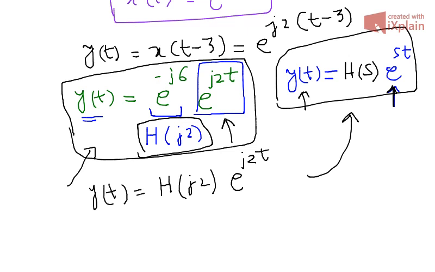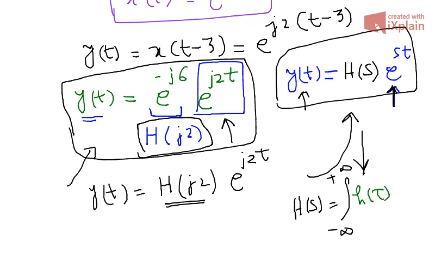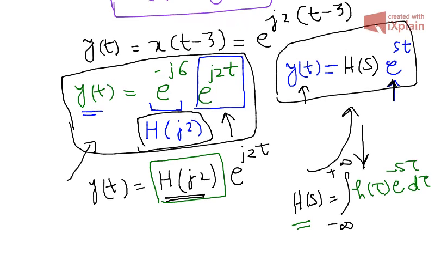Now you can find out this H of s, as we saw in our previous video. If you are interested in finding out H of s, it is related to the impulse response of the system, and it is actually the integral of h of tau e raised to the power minus s tau d tau, right? So this is how you find out H of s. If we are interested in finding out H of j2 using the same expression, you should be able to find it out, right?